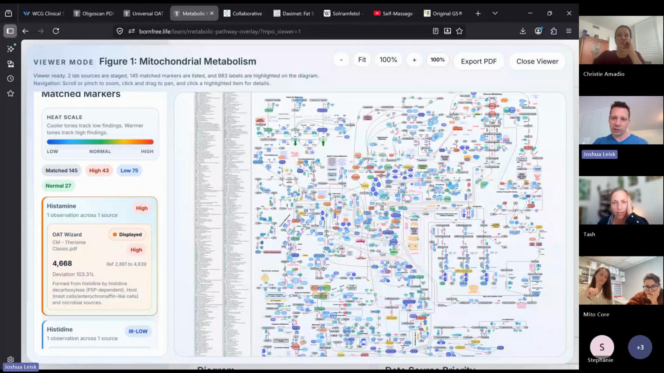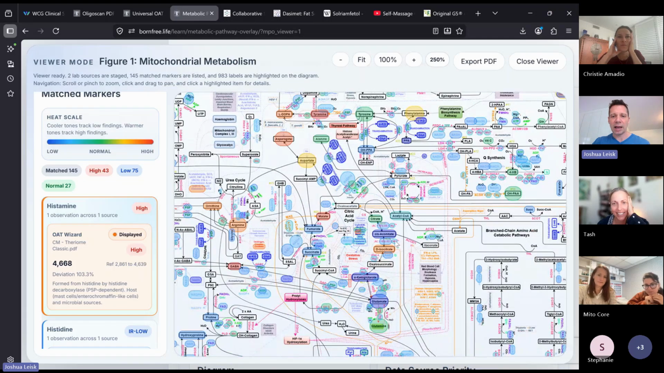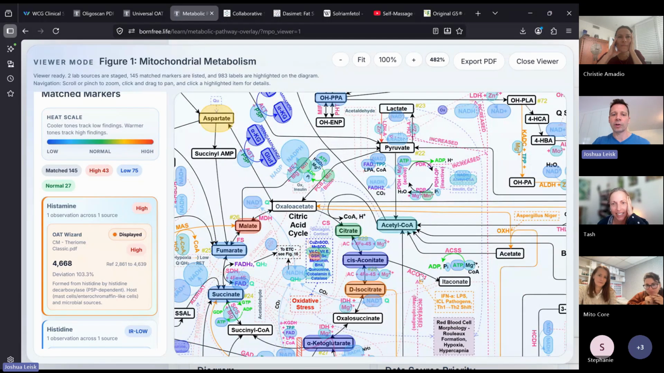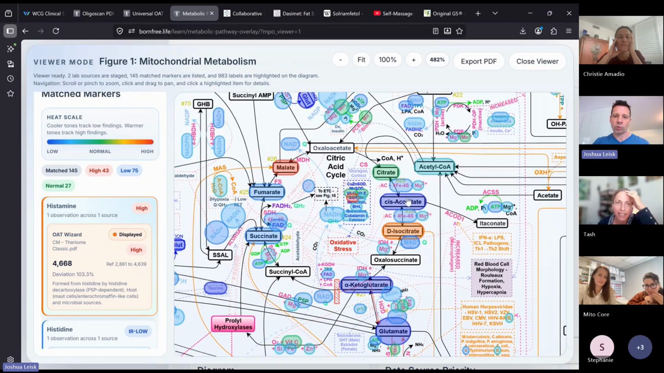So all of the colors that you can see, it's looking like a Christmas tree. These are all markers that you can actually click on and you can see values, but at a glance, the colors tell you what's going on. So if it's red, it's high. If it's dark blue, it's really low. Green is kind of good. And then you've got all the different ranges in the heat scale.